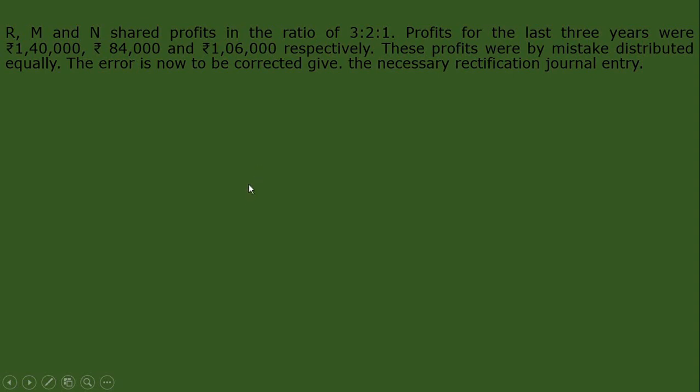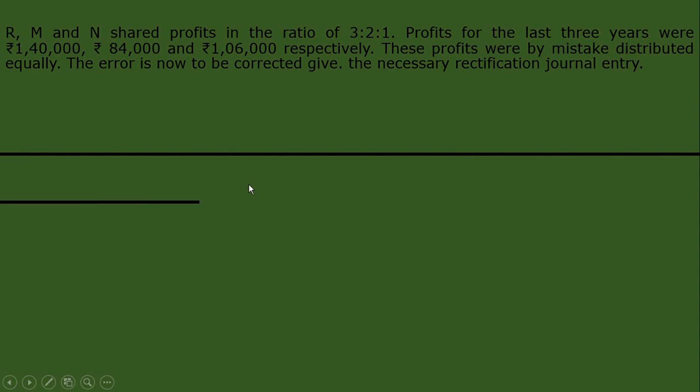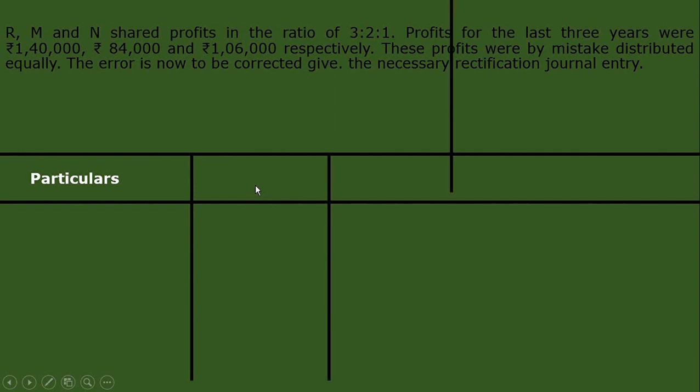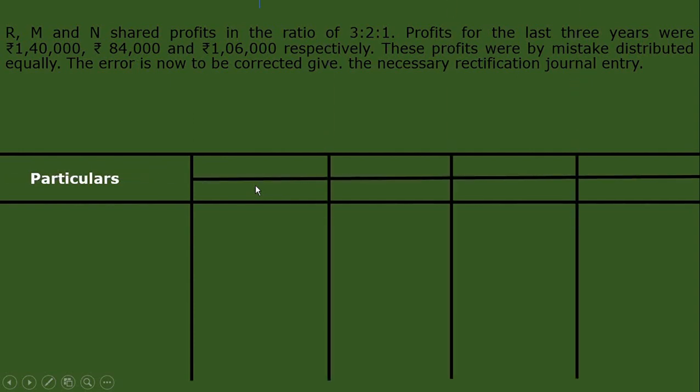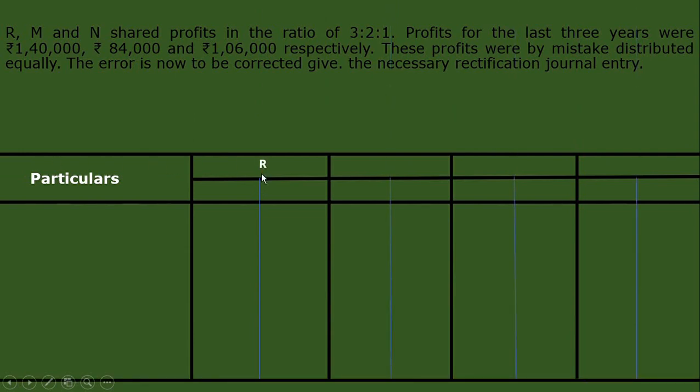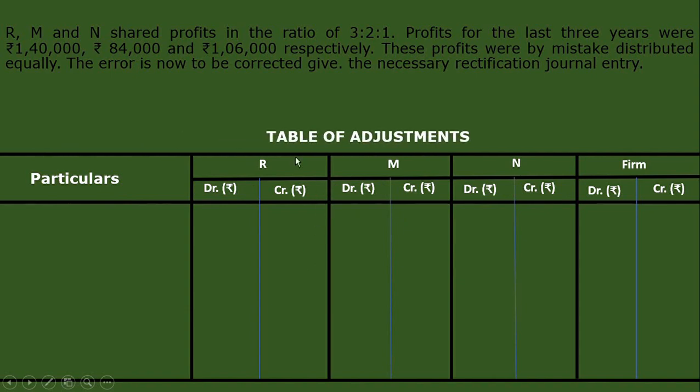First thing first, you have to make that format, and I know that you all are very genius and you know how to make those formats. This is a simple thing. Then you have to write the names of those partners, R, then M and then N, and in this column we have to write firm. Next, debit and credit you have to write in all those columns. So first thing done. Next is the table of adjustment. This one is known as the table of adjustment. You know it very well.